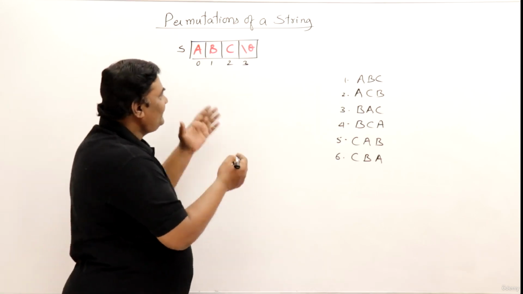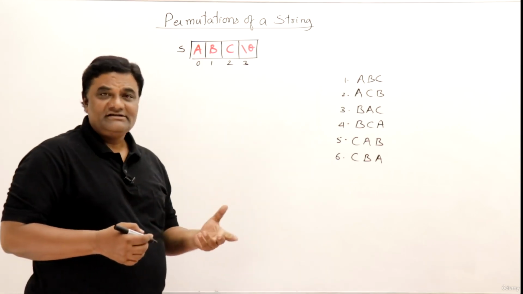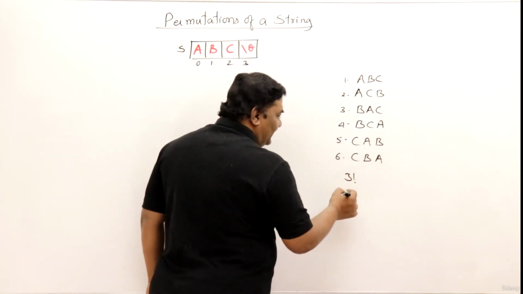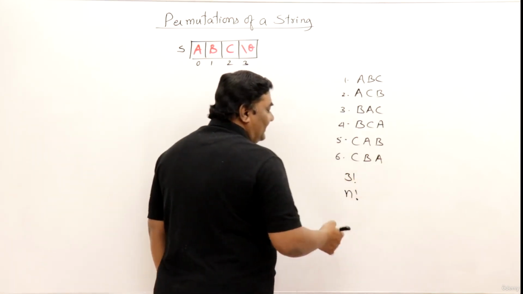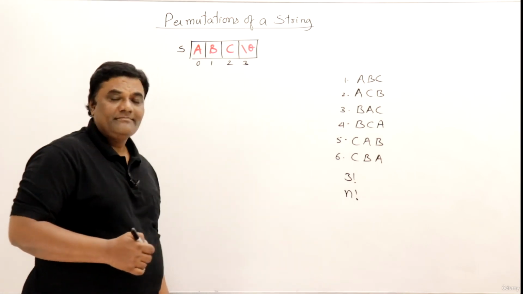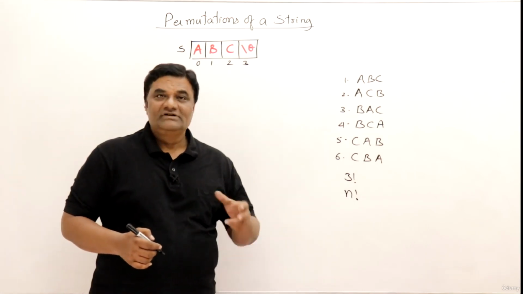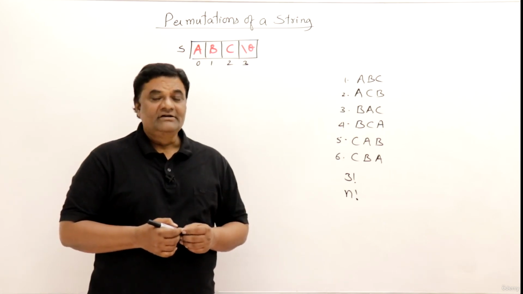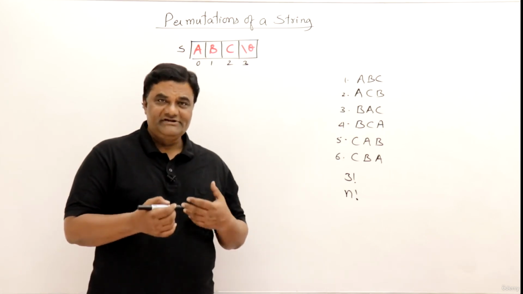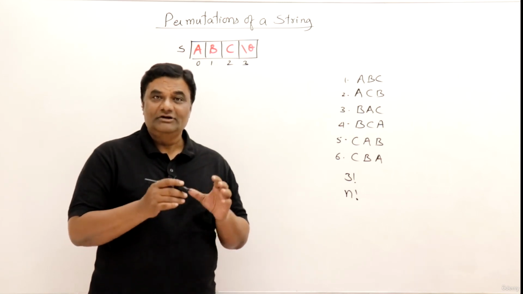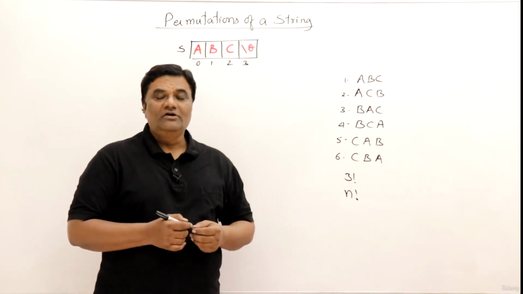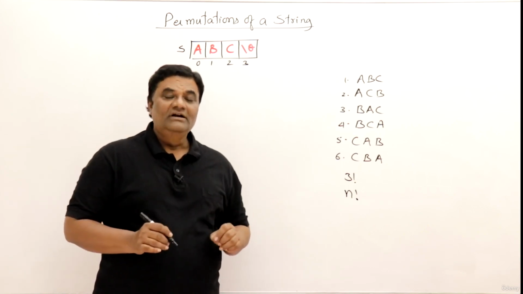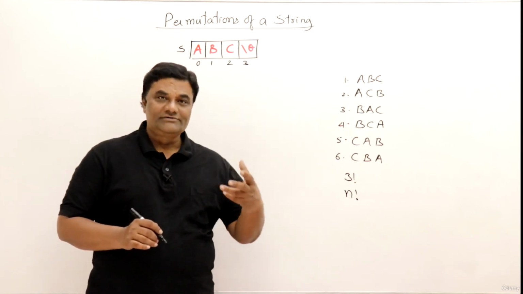If there are 3 characters in a string, then how many permutations are possible? 3 factorial are possible. It means for n characters, n factorial are possible. So we want all those arrangements. Now how to get those arrangements? For that we will devise some procedure, or some logic, for generating all those permutations. So first let us do some board work to get an idea of how we can get those permutations.